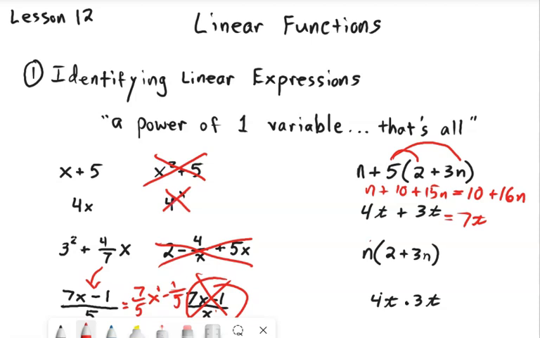But this one is not okay. When we distribute this n, we get n times 2, which is 2n, and then n times 3n, which is 3n squared, and because we have the n squared, it's quadratic. It's not linear. Same thing here: 4t times 3t is going to be 12t squared, so that's a quadratic, not a linear. And so if you can identify a linear expression, you're in really good shape.